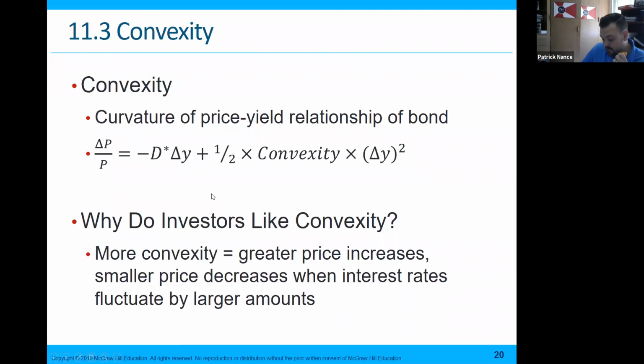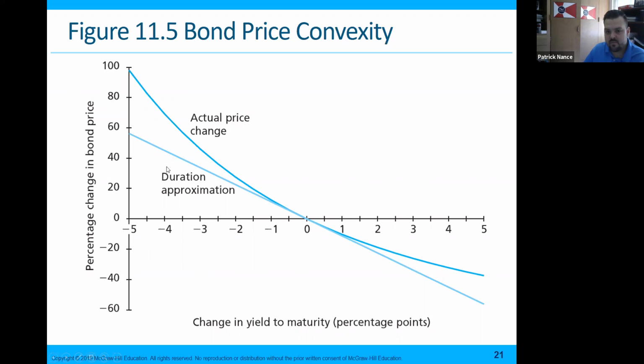All right, convexity. Convexity is the curvature of the price-yield relationship of the bond. Investors oftentimes like convexity because the more convexity, the greater the price increases and the smaller the price decreases when interest rates fluctuate by larger amounts. So convexity leads to greater jumps when we have decreases in the interest rate and lower dips when we have increases in the interest rate. So here's the bond pricing convexity, the change in yield to maturity in percentages, and the percentage change in bond price. And here's the duration approximation here.